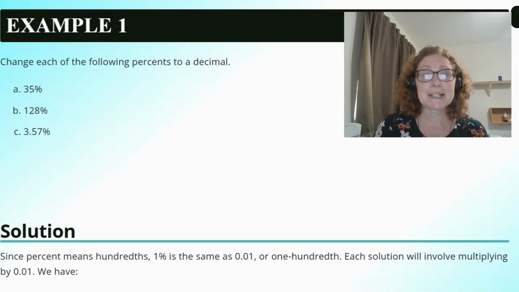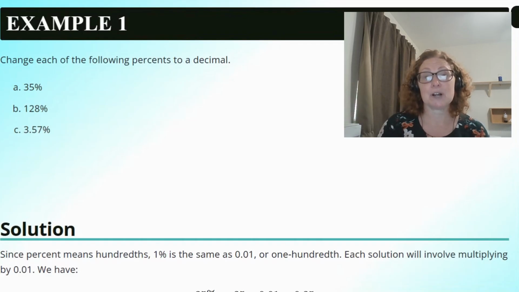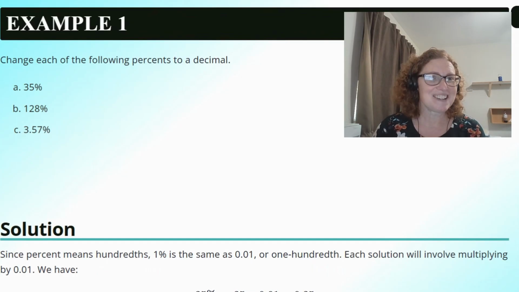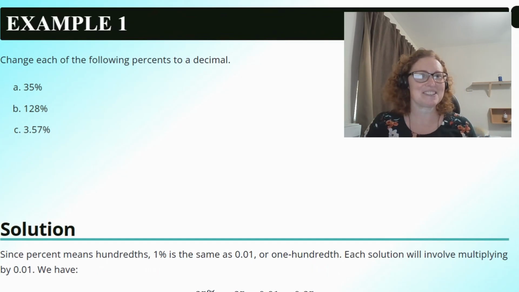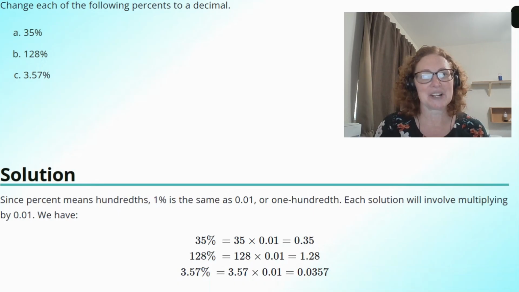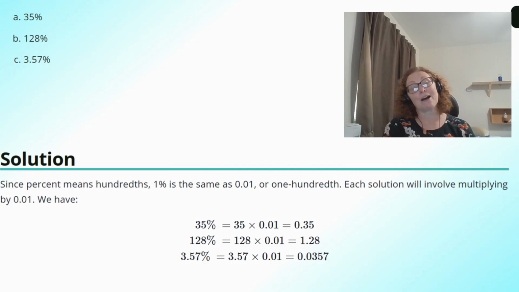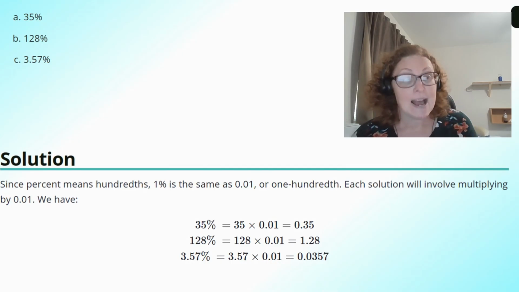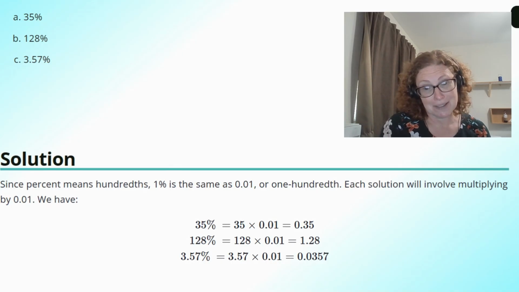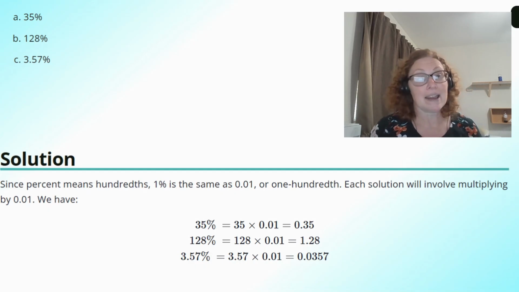So basically, because these are hundredths, we are going to multiply each one of these by 0.01, because that's the hundredths place, right? So if we take 35%, we would say 35 times 0.01, which will give us 0.35, which means 35% is the same as 0.35.